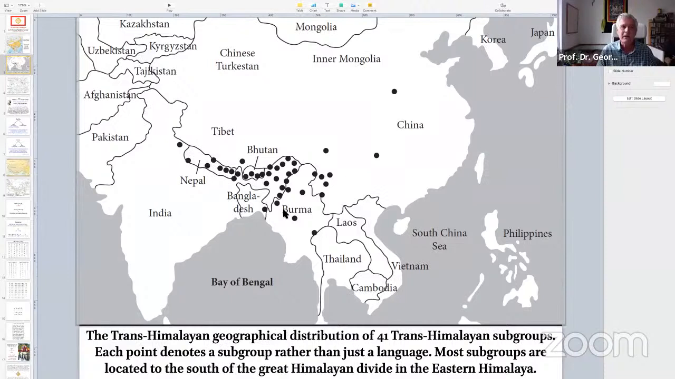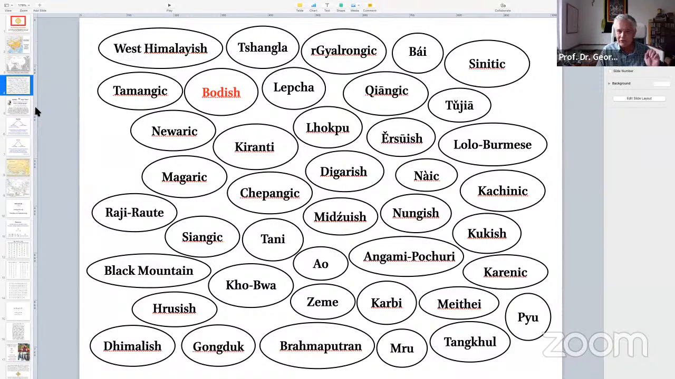Each of these dots is not a language, but a language group. A group of languages, a subgroup. These are names of the major subgroups. The language we are looking at today, just from the point of view of spelling and phonology, is a language of the Bodish group. And what is Bodish?